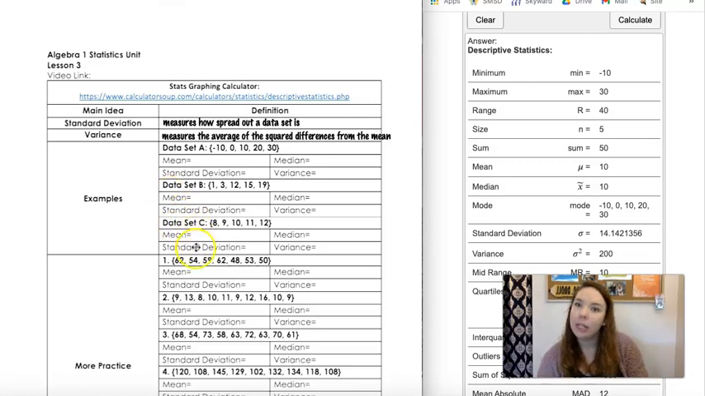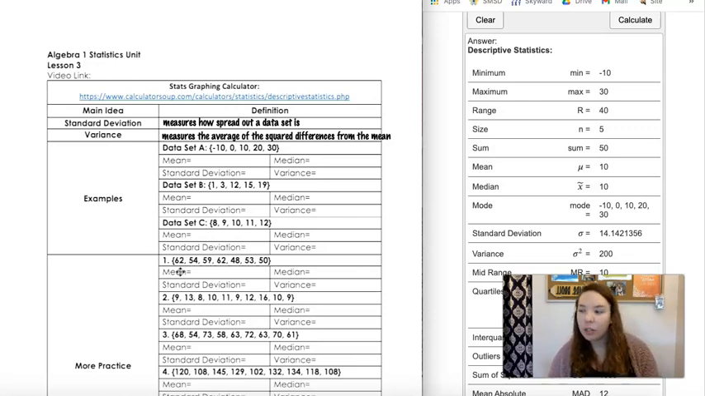All right, guys, moving on to lesson 3. So today we're talking about standard deviation and variance. And today we're going to use that same graphing calculator, but yesterday we were using it out of convenience. Today we're using it more out of necessity.